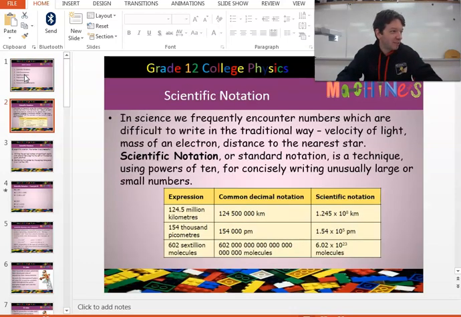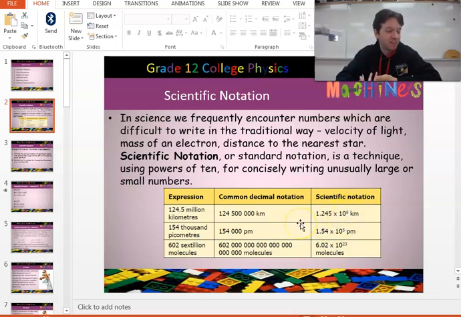So let's start with scientific notation. Again, we use scientific notation when we have either very, very large numbers or very small numbers. For example, you might not want to write 124,500,000 kilometers. All these zeros are really unnecessary to write. So what we can do is multiply a number like this by a factor of 10, and then you just count how many decimal places you go over. So 1, 2, 3, 4, 5, 6, 7, 8. In this case, we move the decimal place to the left 8 times. So we're able to write 1.24 times 10 to the power of 8.